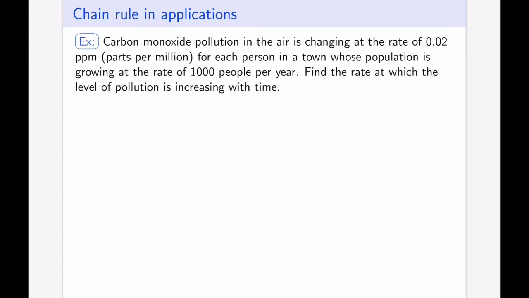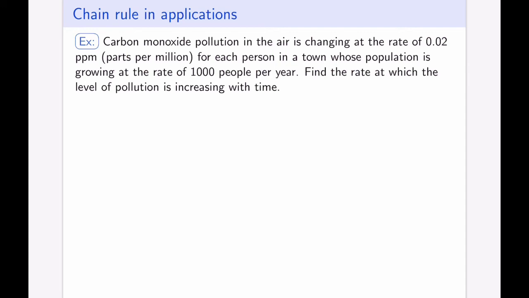Carbon monoxide pollution in the air is changing at the rate of 0.02 parts per million for each person in a town whose population is also growing at the rate of 1,000 people per year. So each person contributes 0.02 parts per million, and the number of people itself continues to increase at the rate of 1,000 a year. We're asked to find the rate at which the level of pollution is increasing with time.